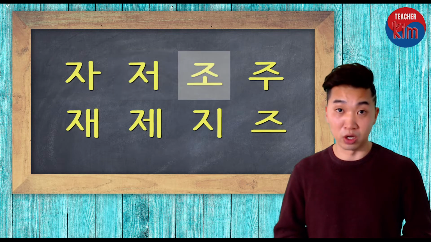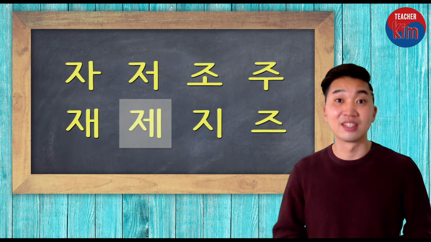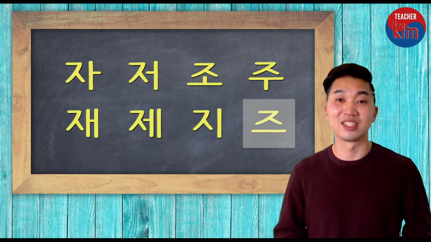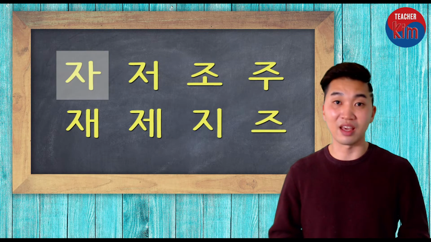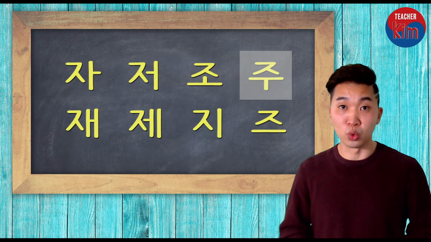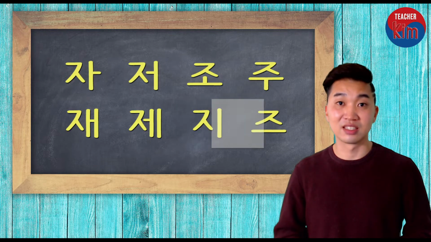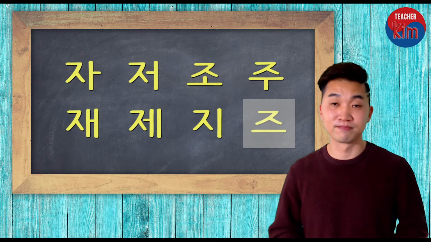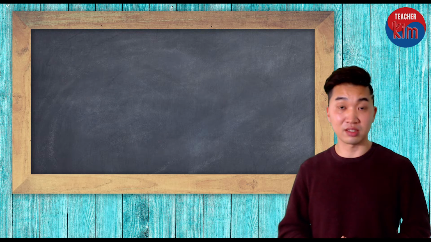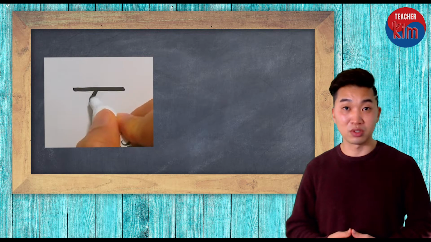Okay, let's pronounce this consonant j with basic vowels. 자, 저, 조, 주, 제, 지, 즈. Again. 자, 저, 조, 주, 제, 지, 즈. Good.